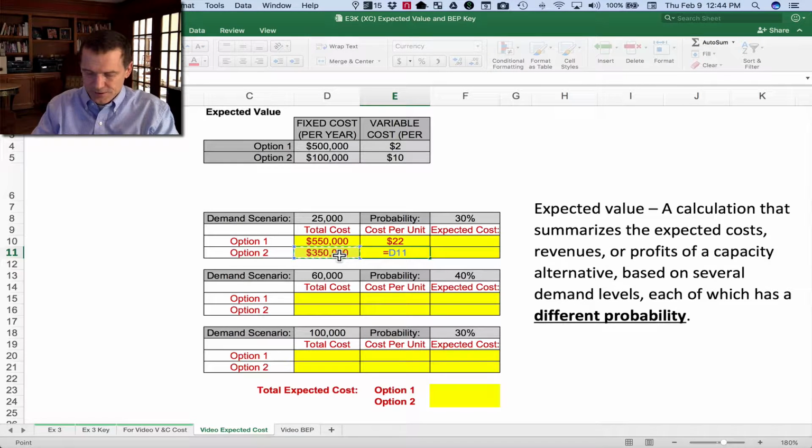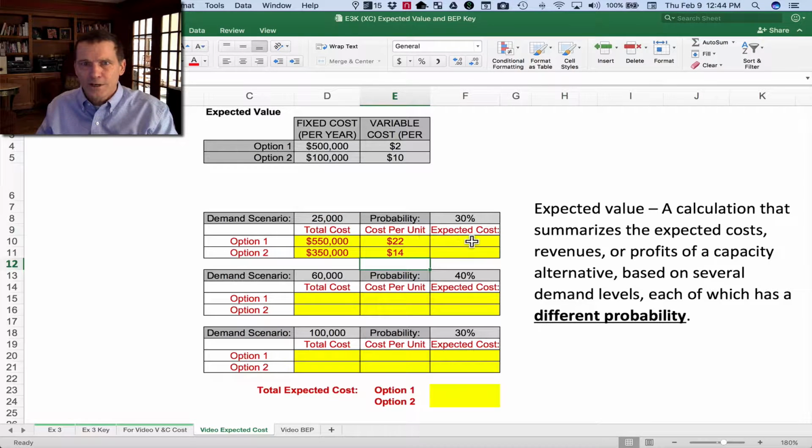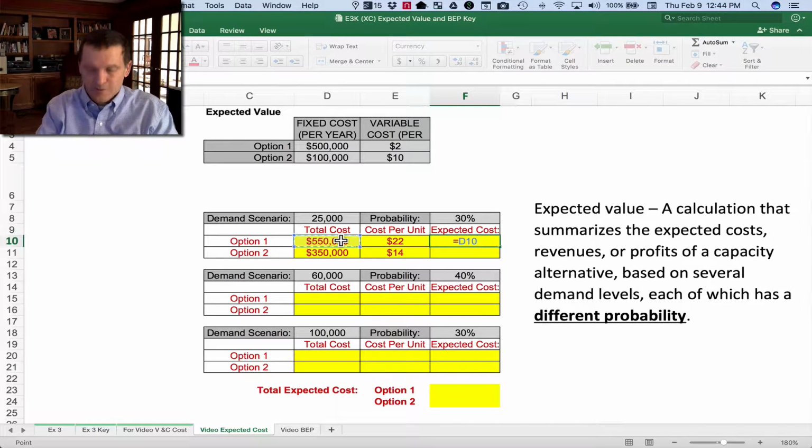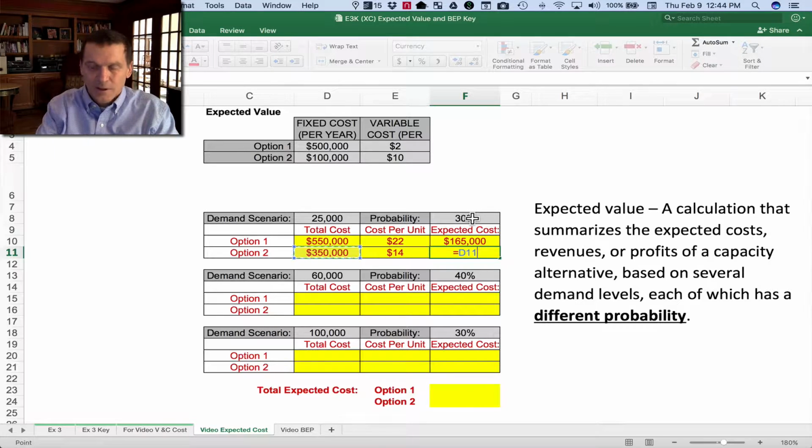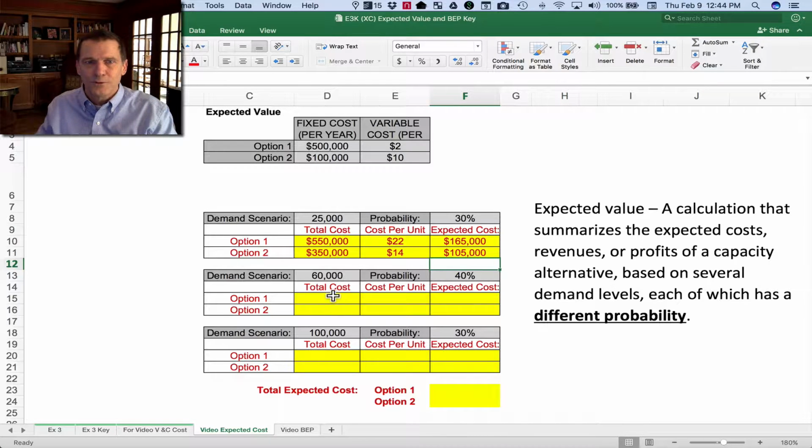And we do the same thing here. Equals my cost divided by my volume. Over here is where we now assign the weighting of the probability to this total cost. So equals my total cost times this percentage, which will bring it down to 30% of that number, equals my total cost for option 2 under this demand scenario, times, with the star key, hit the 30%, and we got her. That completes this. We have to do it for the other two.